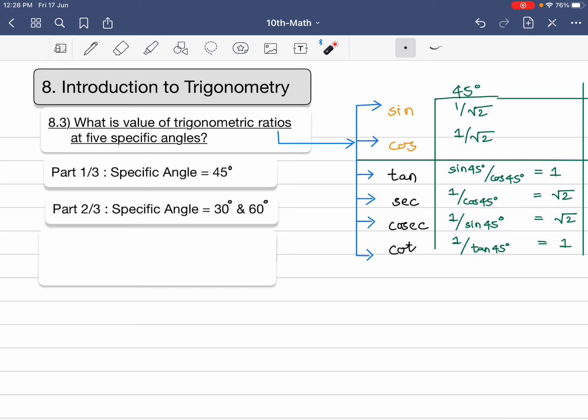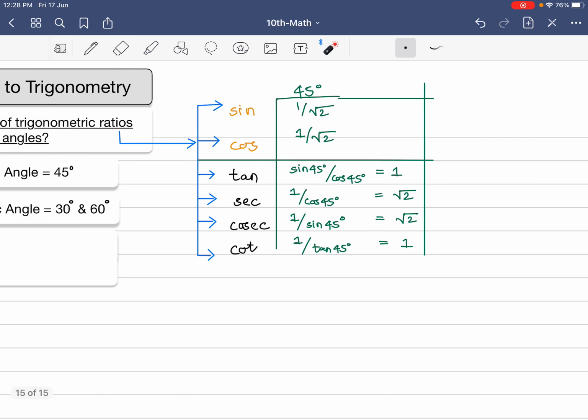So in this video, we are going to continue our discussion with question 8.3, which asks what is the value of trigonometric ratios at 5 specific angles. In the previous video, we saw the specific angle of 45 degrees, where we found the values of these 6 trigonometric ratios. Now in this video, we are going to take the next 2 specific angles, 30 degrees and 60 degrees, and again find the values of these 6 trigonometric ratios at these 2 angles.